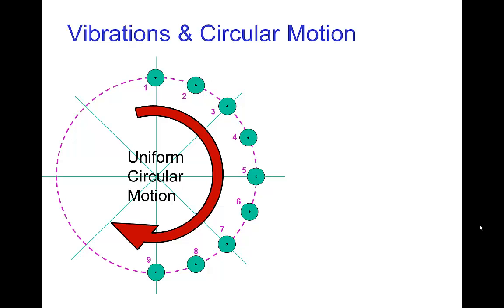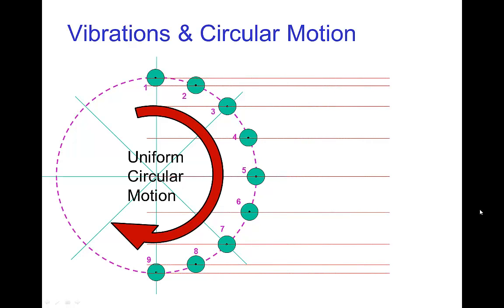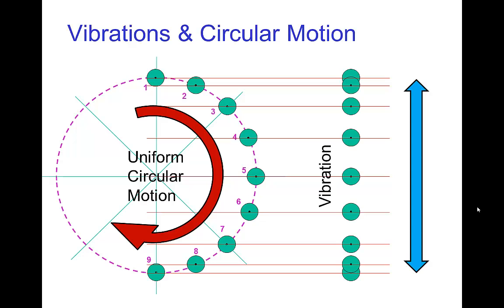So imagine for a moment that we have something that's moving around in a circle with uniform circular motion. So this is the position on each frame. Well, if we look at just the vertical spacings, then it turns out that those vertical spacings are the same spacings as we have with vibrations.